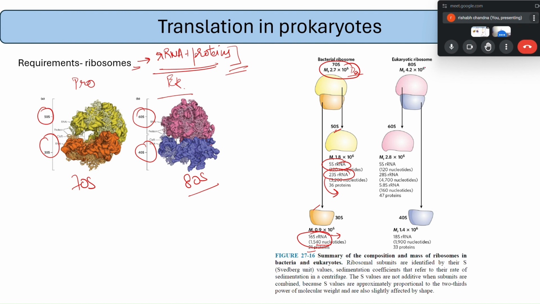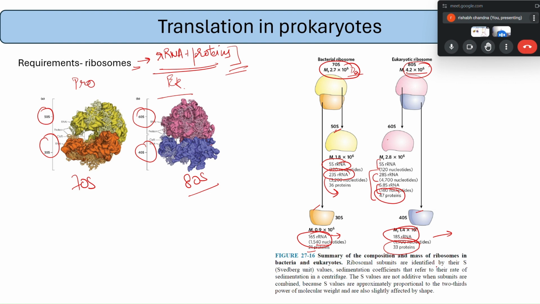The eukaryotic ribosome is 80S with a molecular weight of around 4.2 x 10^6 daltons. It has two components, 60S and 40S. 60S has three rRNAs: 5S, 28S, and 5.8S. These two are the peptidyl transferase, with 47 proteins. And 40S has 18S rRNA, which is evolutionarily conserved, and this leads to the identification of the species and identification of the mRNA during translation. And it has 33 proteins.